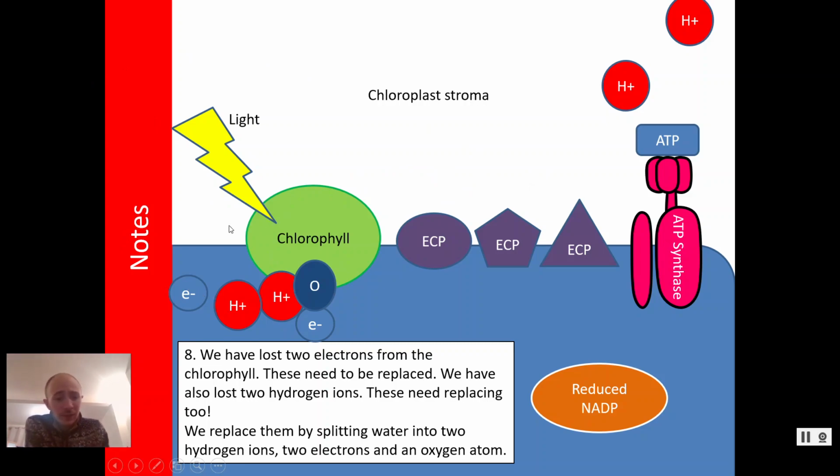Now, the electrons, they go to the chlorophyll. The hydrogen ions just sit around because we've just lost 2 hydrogen ions earlier on. So they're replacing the hydrogen ions we just lost. And the oxygen, well, that's a waste product as far as the plant is concerned, and so oxygen is just released.